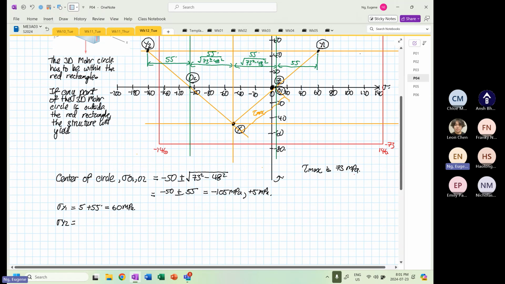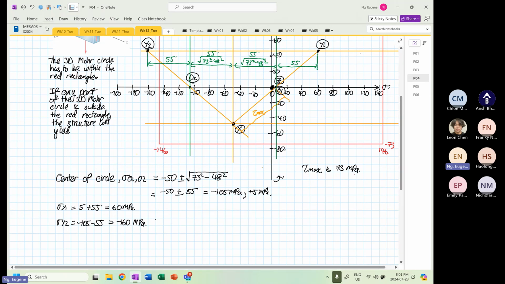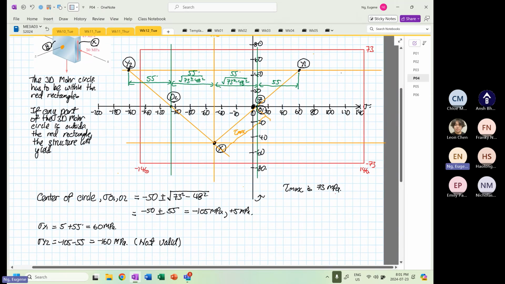is equal to minus 105 and minus 55. This is equal to minus 160 megapascal. Okay, and let's look at Y2. And we know that Y2, this is not valid. Okay, this is not valid. Now, why is it not valid?